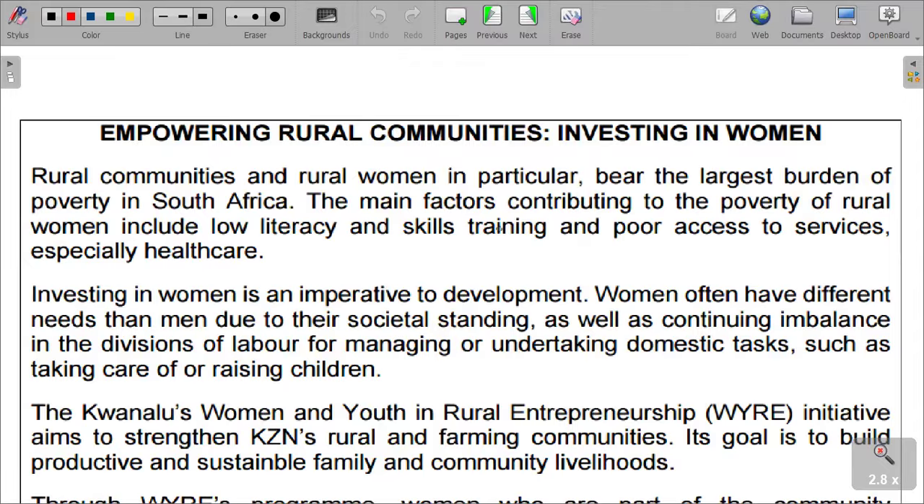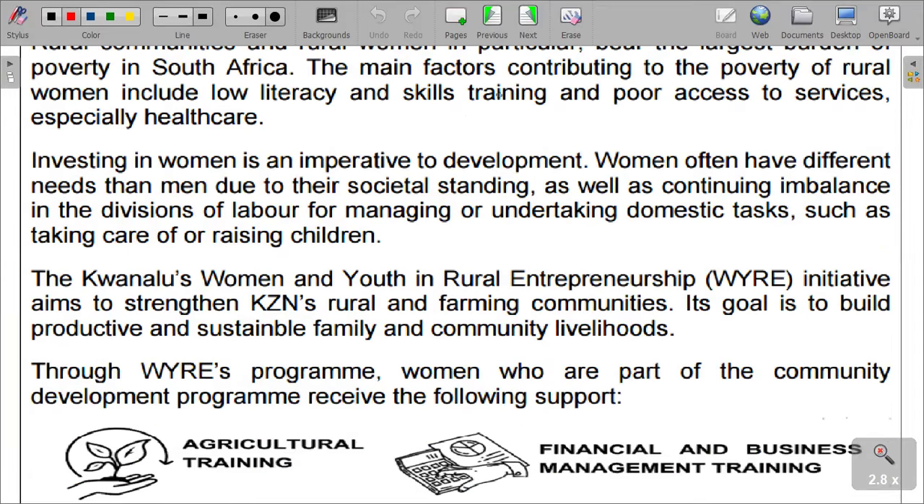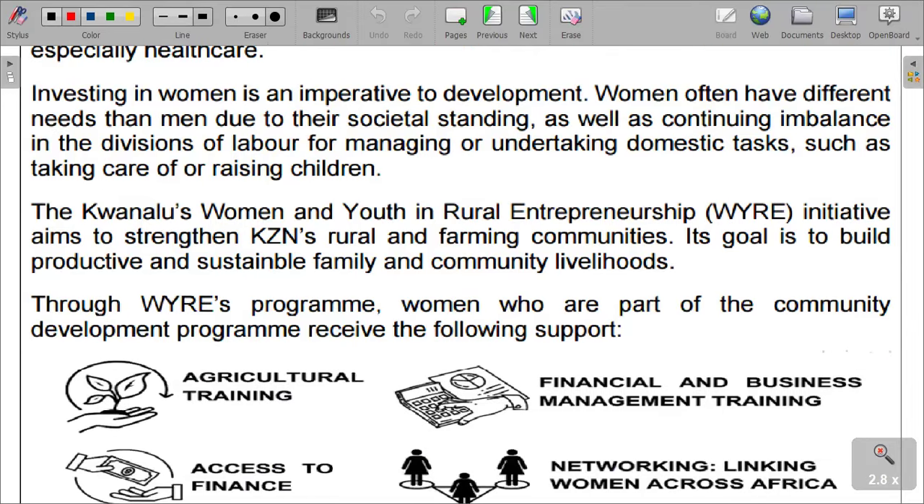Empowering rural communities, investing in women. Rural communities and rural women in particular bear the largest burden of poverty in South Africa. The main factors contributing to poverty of rural women include low literacy, skills training, and poor access to services, especially healthcare. Investing in women is imperative to development. Women often have different needs than men due to their societal standing, as well as continuing imbalance in the division of labor for managing or undertaking domestic tasks, such as raising children.